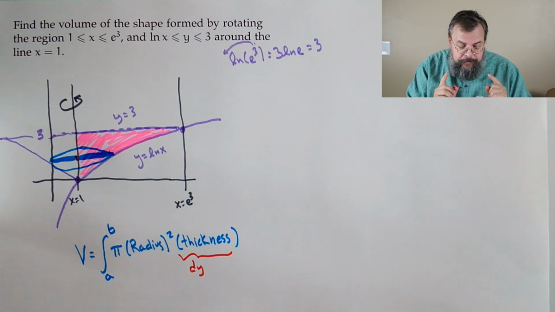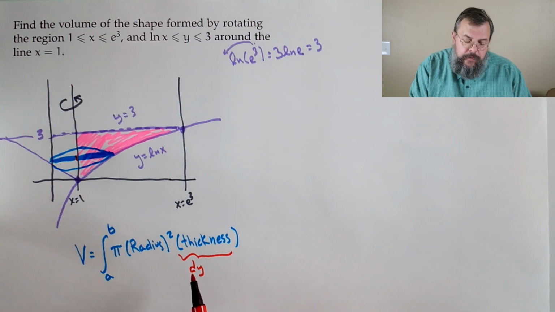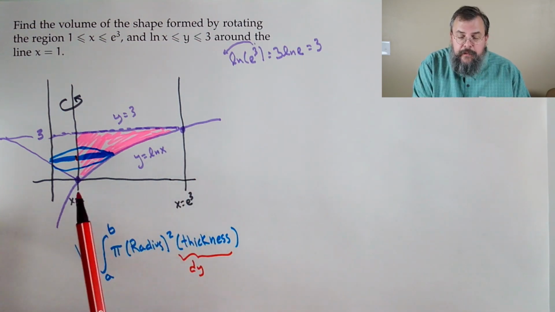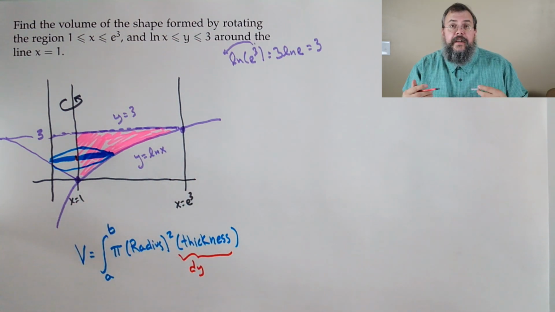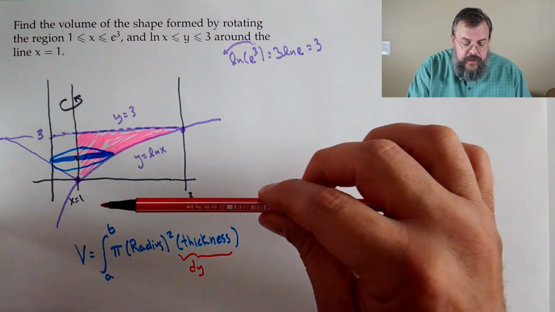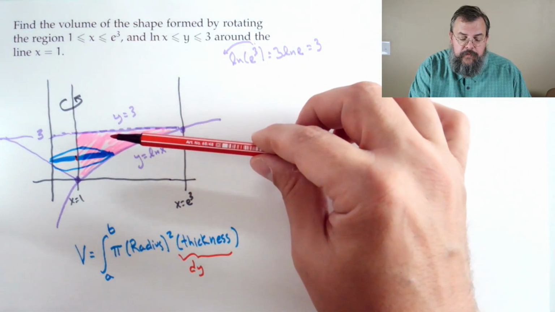Okay, good. So let's talk about our bounds now. Because we're going to integrate with respect to y, our bounds need to be in terms of what we're integrating with respect to. So it's not going to be between 1 and e cubed. Those are x bounds. We need it to be matching what we're integrating with respect to. We're integrating with respect to y. So the question is, where do we start and stop slicing with respect to y?